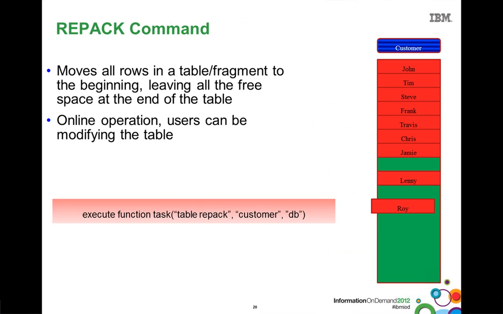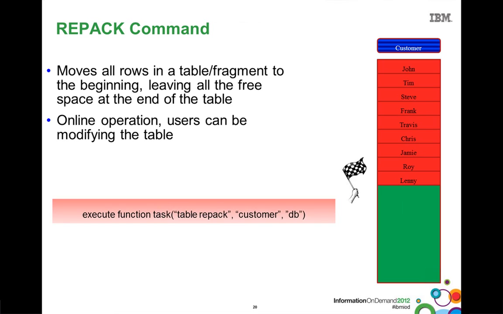and that continues to happen until we basically find that all the free space at the beginning of the table has been consumed and we have nothing left at the end of the table to move. So once that happens, we stop, and now you can see we have a nicely packed table at the beginning and a lot of free space at the end of the table. So that is what the table REPACK command does. It really packs that table up tight in front.